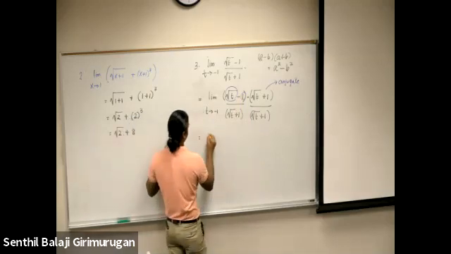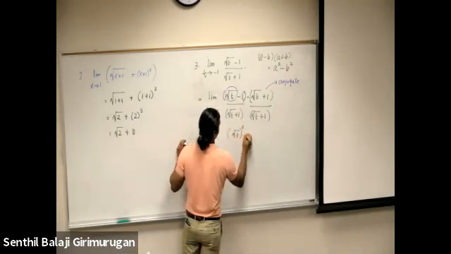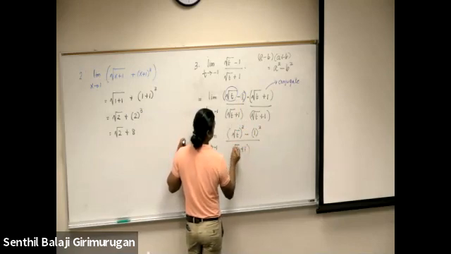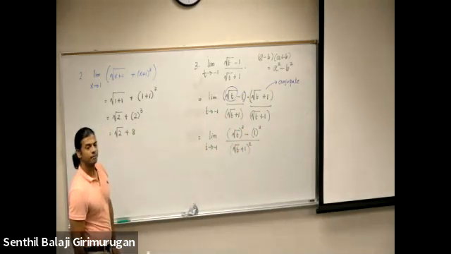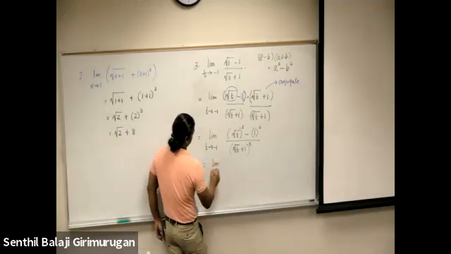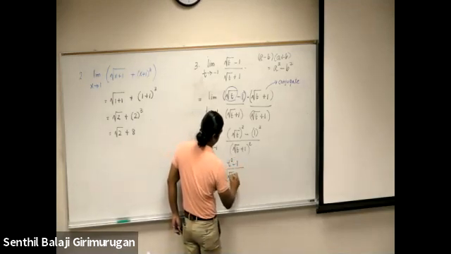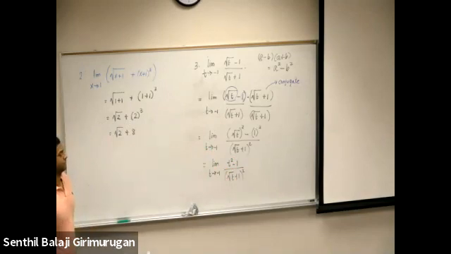So a squared, root t squared, minus b squared, divided by root t plus 1 squared. Good. So that's what we would have.